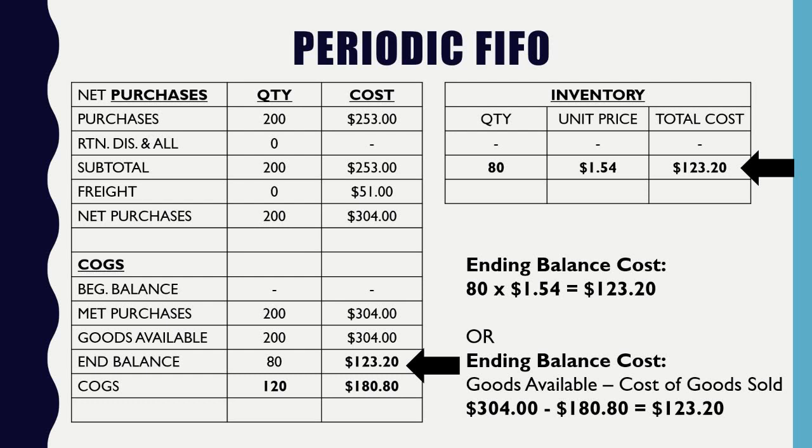In this case, these numbers should equal your cost of goods available. Okay? I have 200 toys at $304. If I sold 120 toys at a total cost of $180.80, then I should have 80 toys left costing $123.20. Okay, and that is how you use the FIFO method to calculate your cost of inventory.